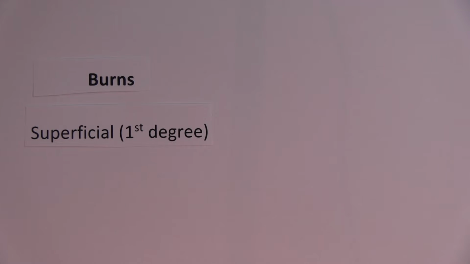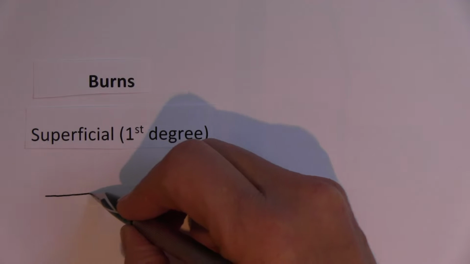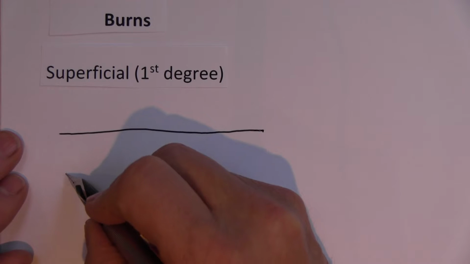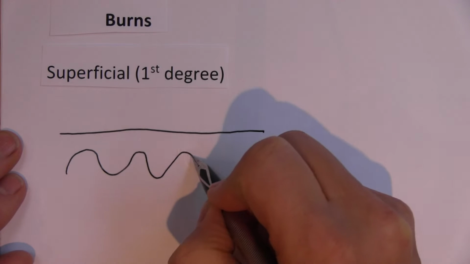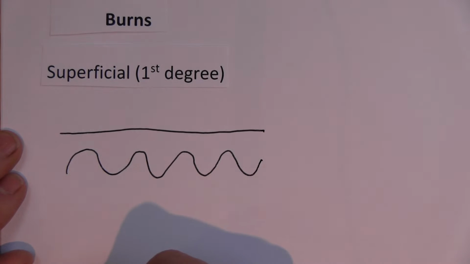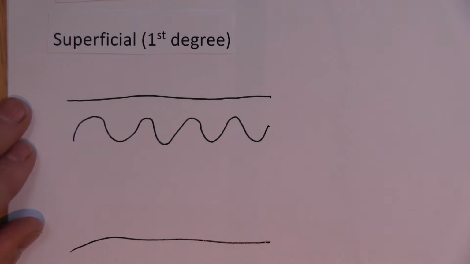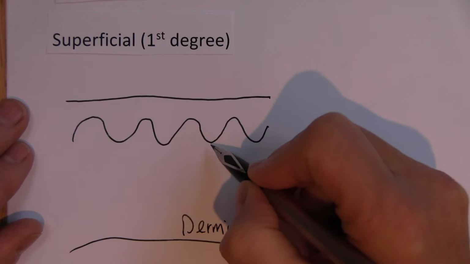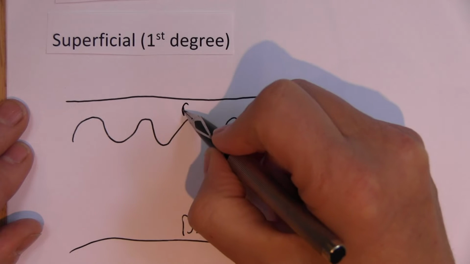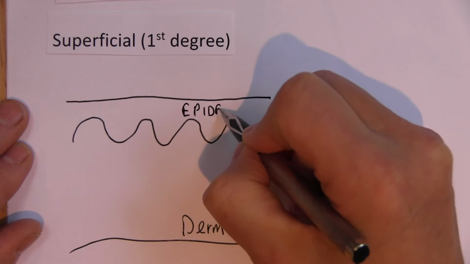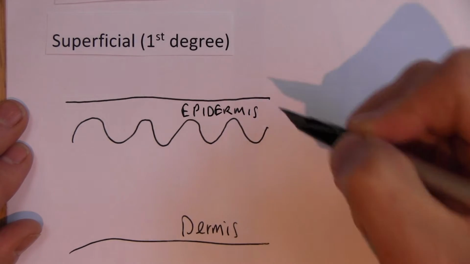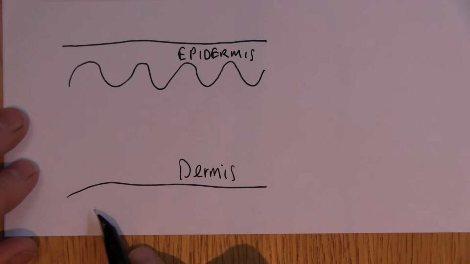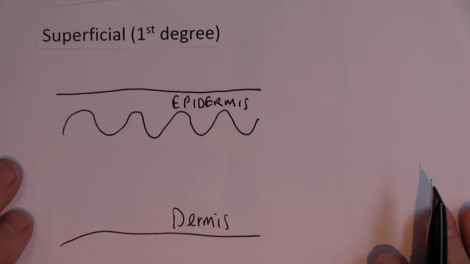Now what we're talking about here is we have the skin, the epidermis on top, and the dermis below. So from here to here is dermis, epidermis on top, and the hypodermis, the subcutaneous areas below the dermis.